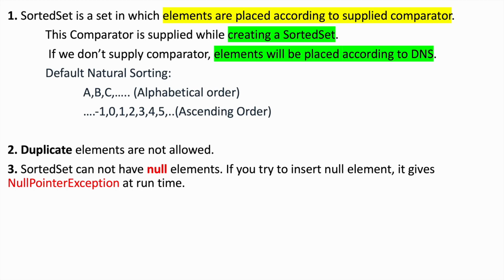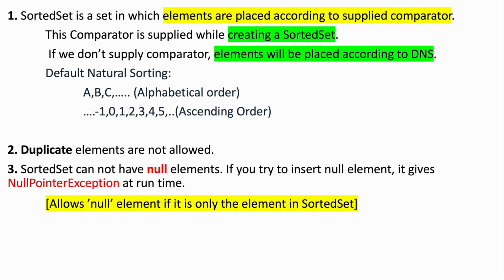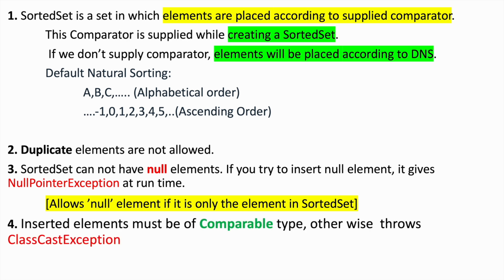A sorted set will allow a null element only if it has only one element. That is, if the sorted set is empty and you try to add only one element, that is a null element, that time it will allow. If you have any other element, it will not allow, because it will give a null pointer exception at runtime. Inserted elements must be of comparable type, otherwise it will throw a class cast exception.